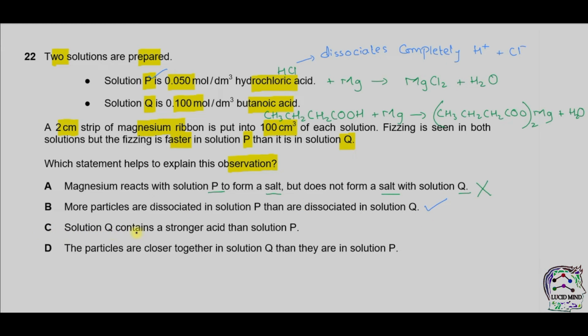Option C. Solution Q contains a stronger acid than solution P. Now in Q we have butanoic acid and in P we have hydrochloric acid. Butanoic acid is weak acid as compared to hydrochloric acid, so therefore this is incorrect.